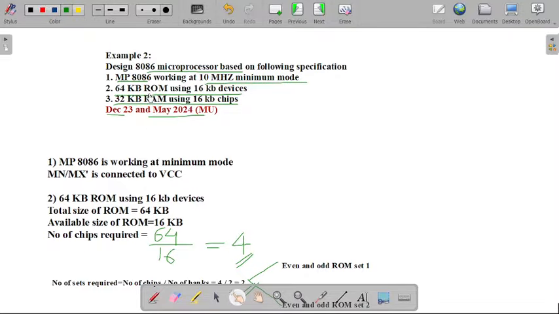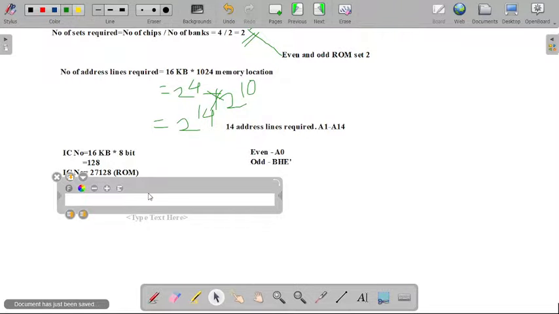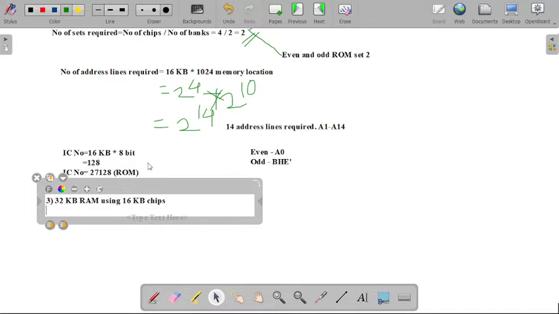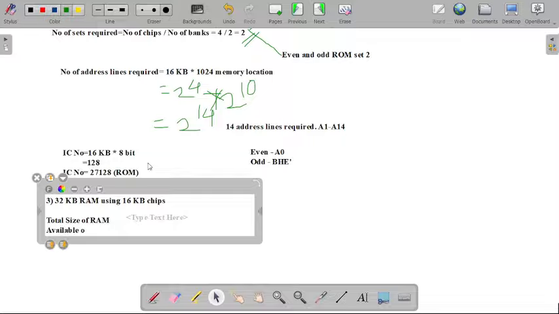Now in this example, the third point is given, that is 32 KB of RAM using 16 KB chips. So how are we solving this one? The first step is to write it down: 32 KB RAM using 16 KB chip. So I'm writing here the total size of our RAM and the available size of RAM. The total size of our RAM is 32 KB and the available size is equal to 16 KB.